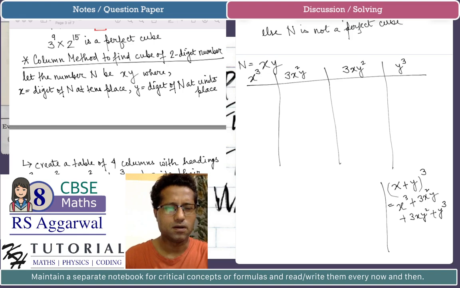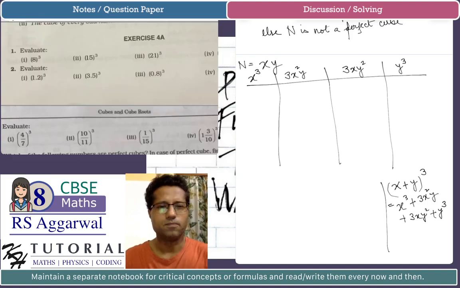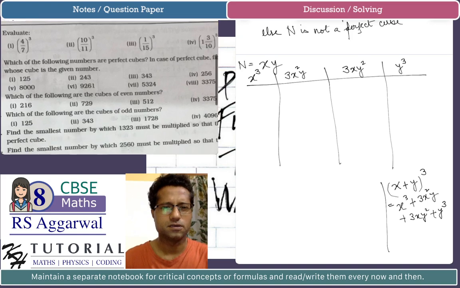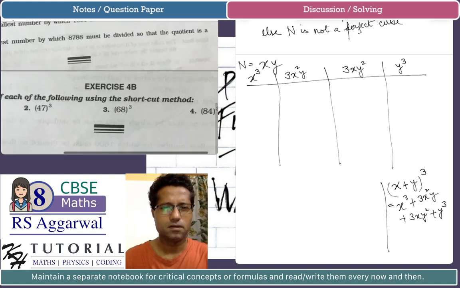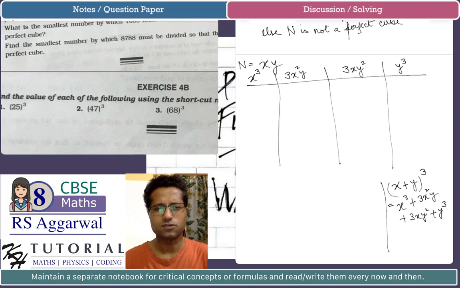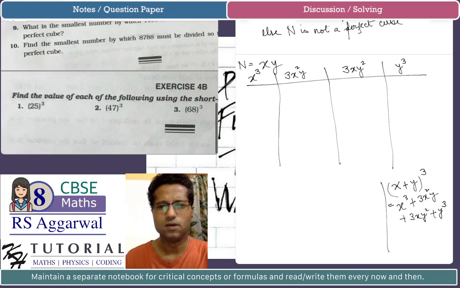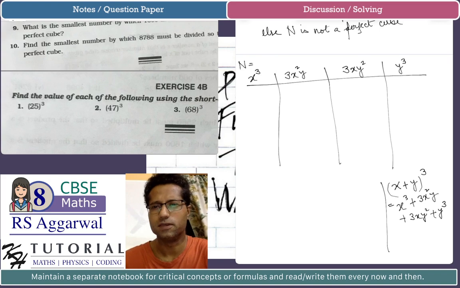Now let me bring up the problems. Can you see the problem? In the textbook this is given as a shortcut method of finding the cube of 2-digit numbers. Okay, you can see the problem. Exercise 4b, let's do 25 cube. Let's find 25 cube using the column method.